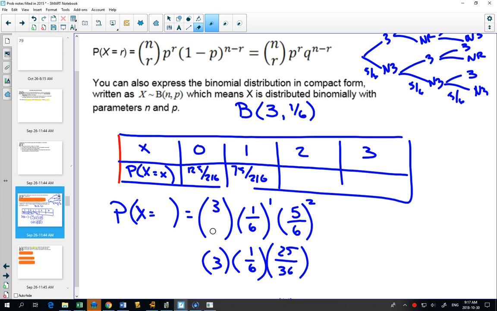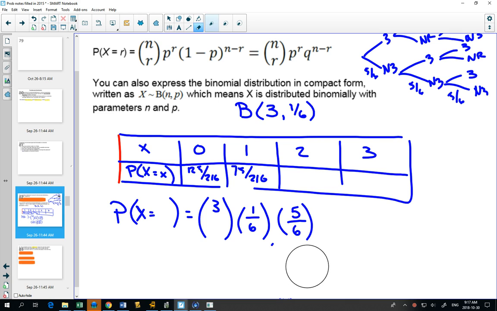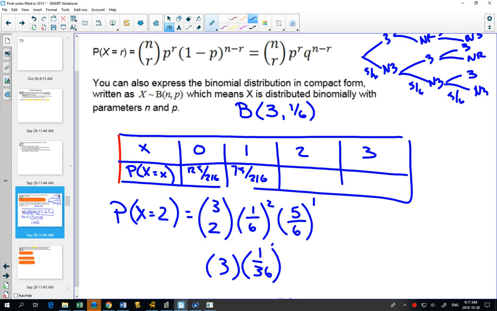So now I want to find the probability when x equals 2, that would be the probability of getting 2 3s. Well, 3 choose 2 is still 3. The 1/6 would happen twice. The 5/6 would happen once. Multiplying this out gives us 15 out of 216.